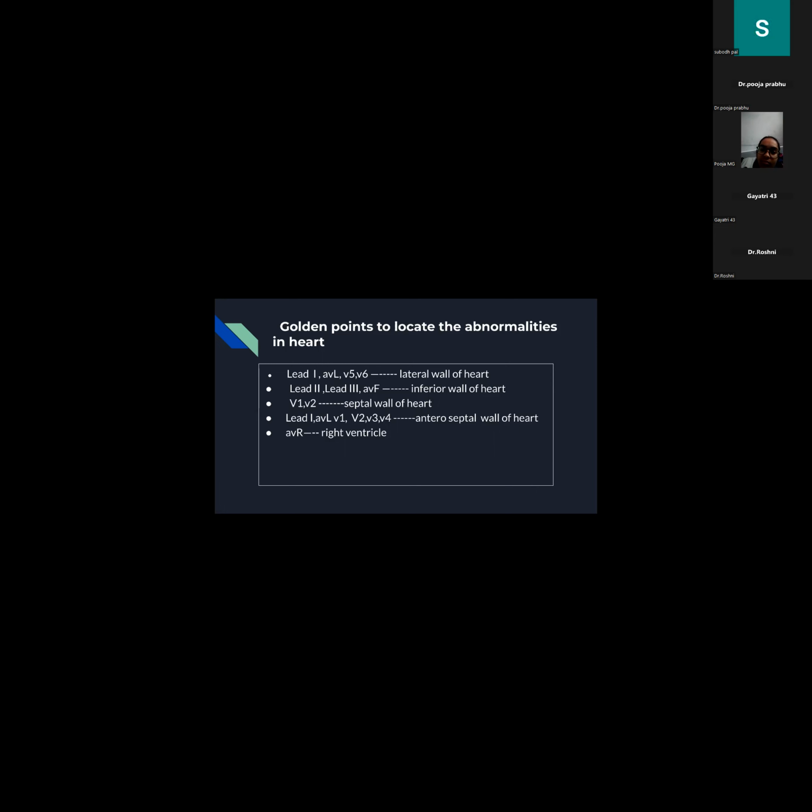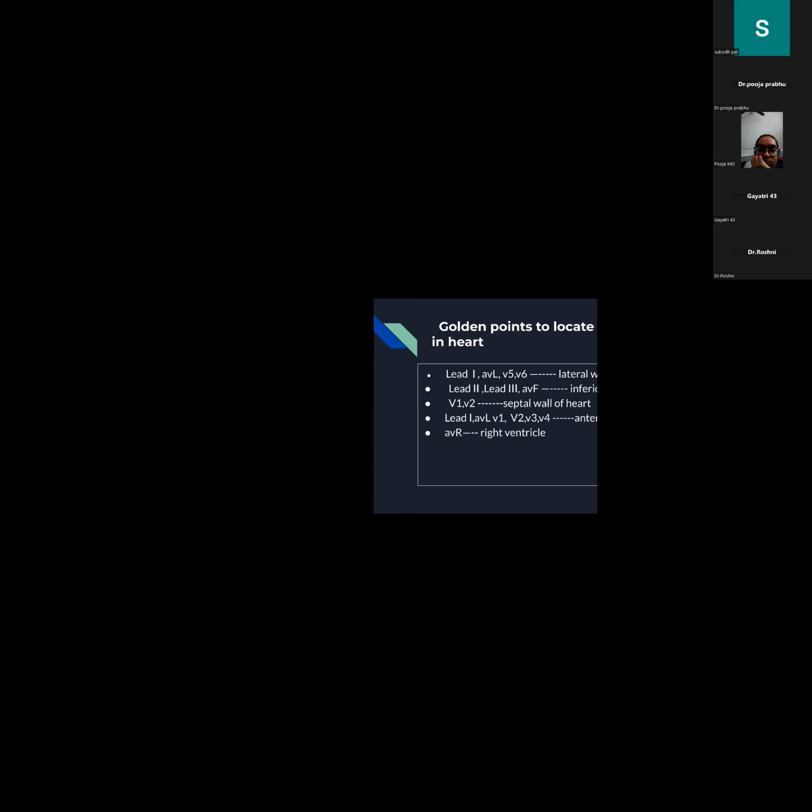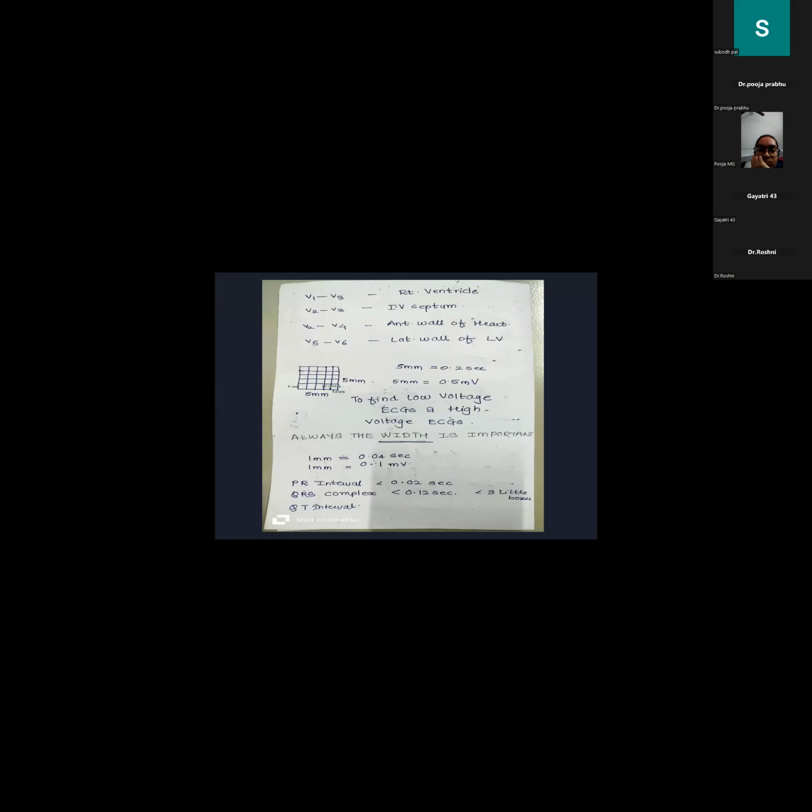Lead 1, AVL, V1, V2, V3, V4 will represent the anteroseptal wall of the heart, and AVR actually represents the right ventricle, but there is something else that AVR also represents. I'll be informing you all in the next lectures when we'll be studying myocardial infarct. Now, these are some basic points of an ECG.